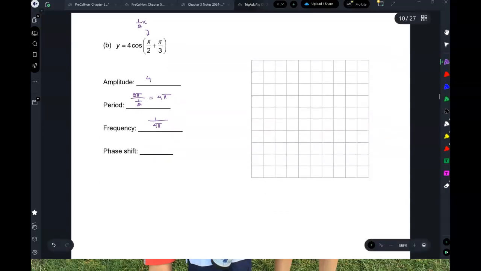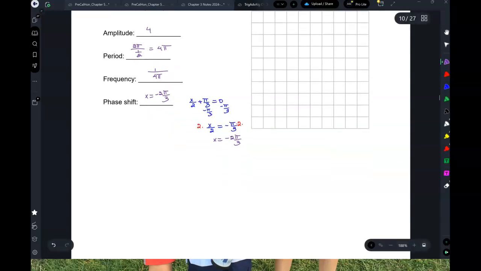Okay, phase shift. We're going to do some work for phase shift. Remember? X over 2 plus pi over 3 equals 0. Subtract pi over 3. X over 2 equals negative pi over 3. What do I multiply by? 2. So x is negative 2 pi over 3.